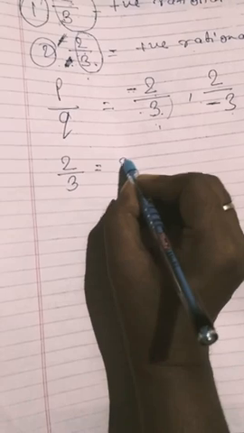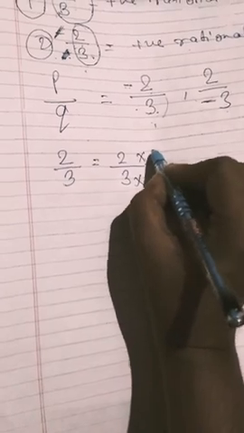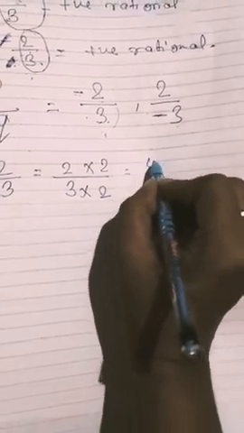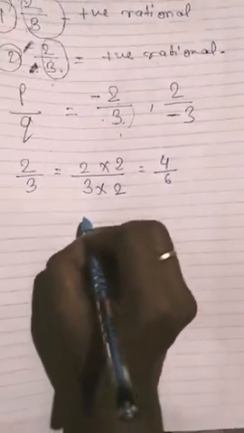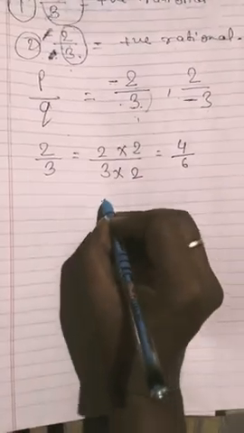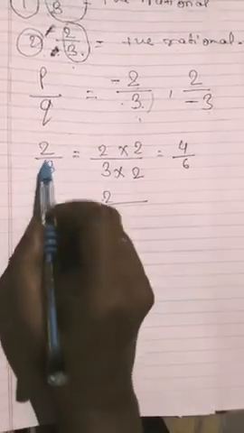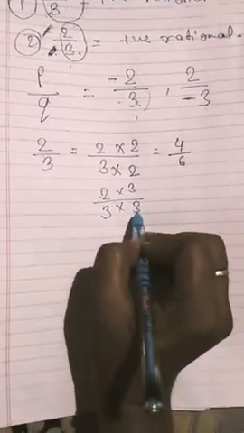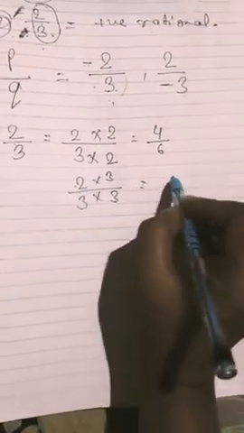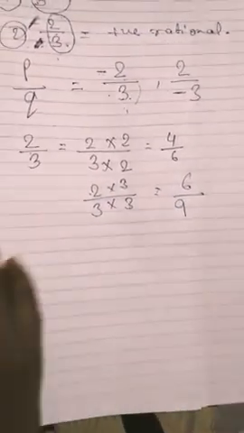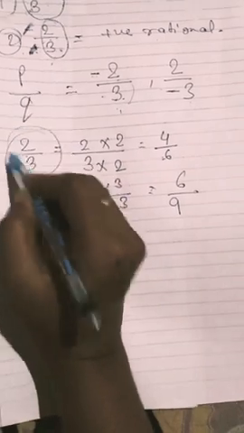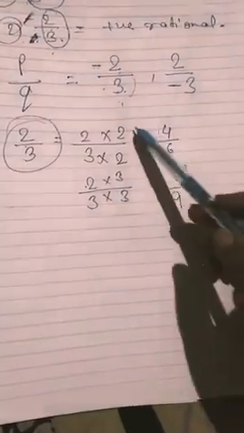Then you have to multiply it by the same number. Suppose 2. So 2 2s are 4, 3 2s are 6. Again, this is 2 by 3. You can multiply it by the same non-zero number, say 3. 3 2s are 6, 3 3s are 9. And whenever you cancel it, it comes back to its original form. Okay, this is equivalent.